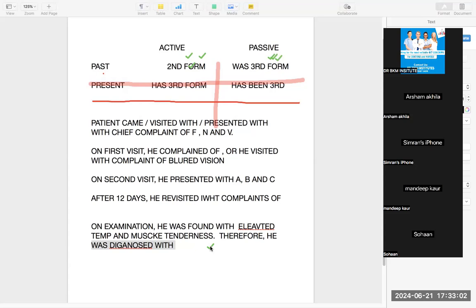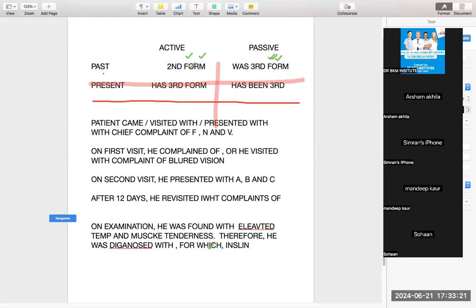Then you will say, for which, comma, for which paracetamol or whatever. So if the patient has diabetes, for which insulin injection was given. Again was plus third form. Anything that is done by the hospital, means examination is done by the hospital, that is a passive form. Diagnosis is done by the hospital, it is a passive form. Don't write 'by us', you just need to follow all these things.